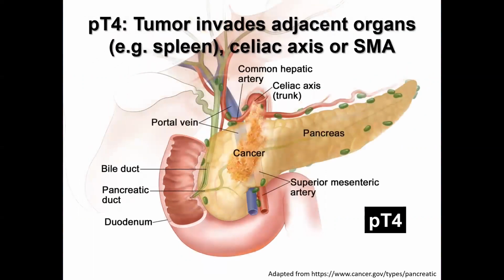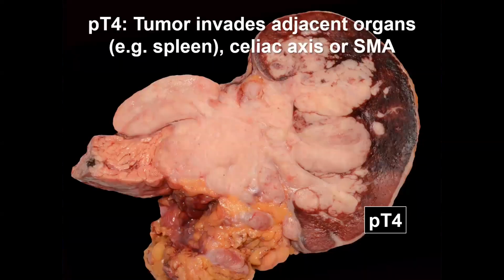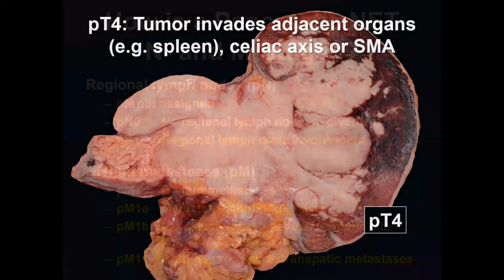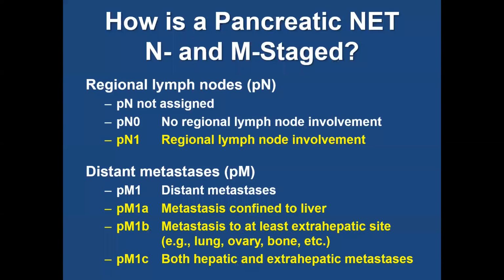Lastly, a T4 neuroendocrine tumor invades the major vessels around the pancreas that include the celiac axis and the superior mesenteric artery, but not the common hepatic artery, which is oddly different from the pancreatic ductal adenocarcinoma staging system. A T4 neoplasm could also include invasion into the spleen, as shown here, as well as the stomach, adrenal gland, and so on.